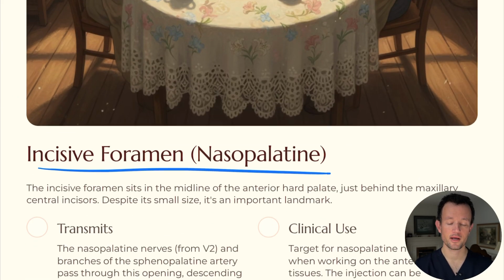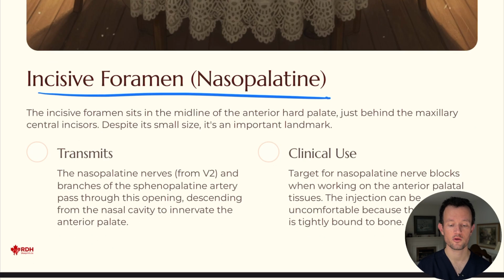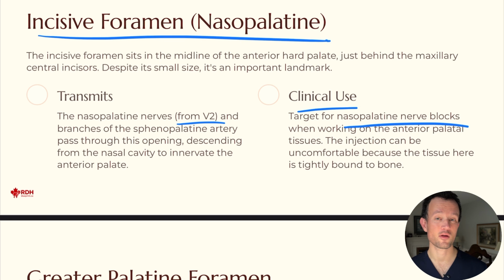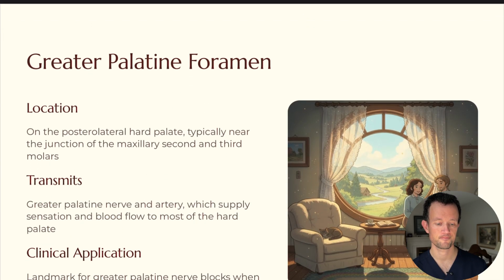The incisive foramen, which is the nasopalatine, like right here. That one is for the palate. It transmits a nerve from cranial nerve 5, division 2. It's a target for nasopalatine nerve blocks. Now, it's uncomfortable, not because of the nerve, but because the tissue is so tight here, there's no room for the anesthesia to go. So it feels like it's crushing all the little cells there as it expands into the tissue.